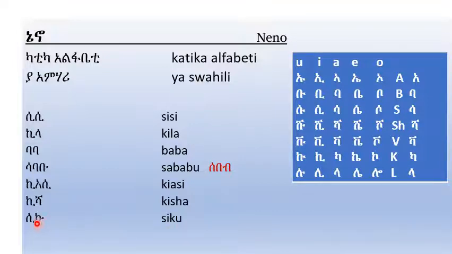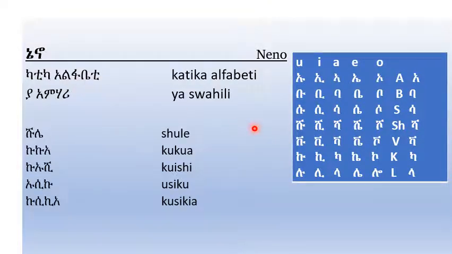Siku. Well done, well done, well done. More words from the same table. Neno. Katika alfabeti ya Amharic. Now I did only this one. Shu. Here. And it's the first one. Who is the first one? Shule.